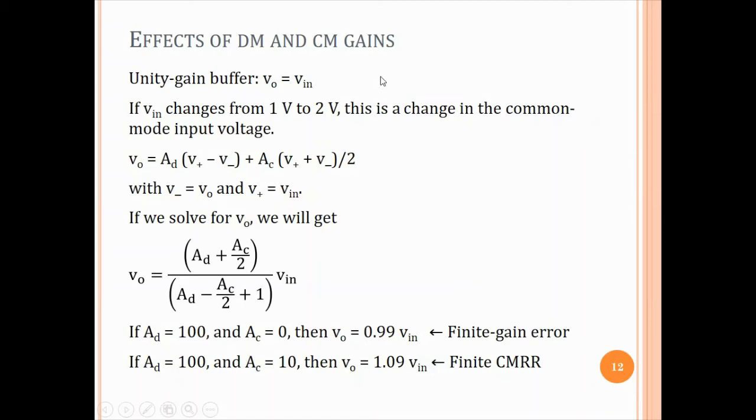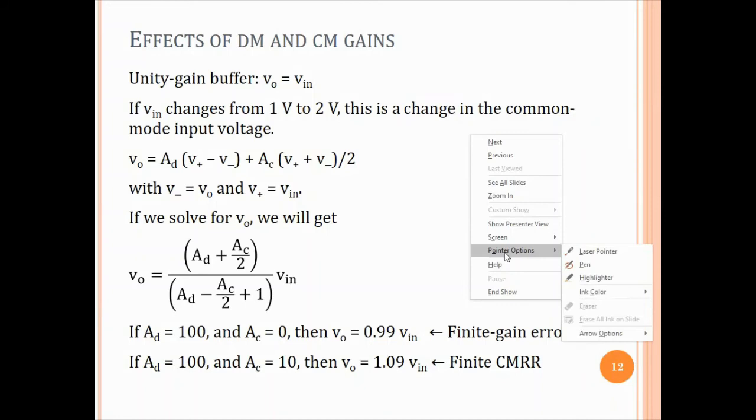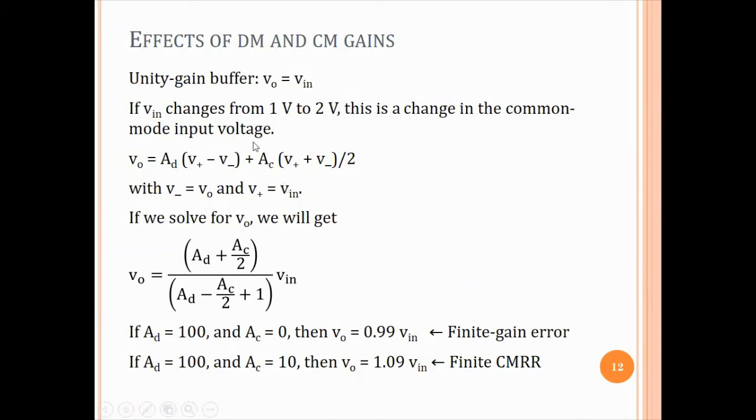And an amplifier where the output is connected to the negative input of the operational amplifier, and the input is applied to the positive terminal of the operational amplifier. And as you know, in an ideal case, VO is equal to V in. But now let us consider a case where neither the differential mode gain is infinite nor the common mode gain is 0. All right, and let's see what happens.